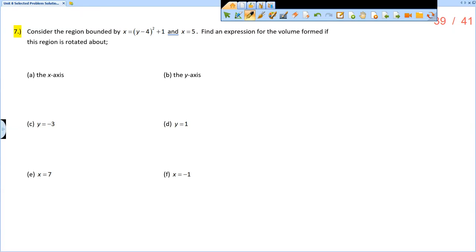This is the solution video for Unit 8 review, problem number 7. All right, so this is a big one, right? It's got A, B, C, D, E, and F. So consider the region bounded by x equals (y minus 4) squared plus 1 and x equals 5.